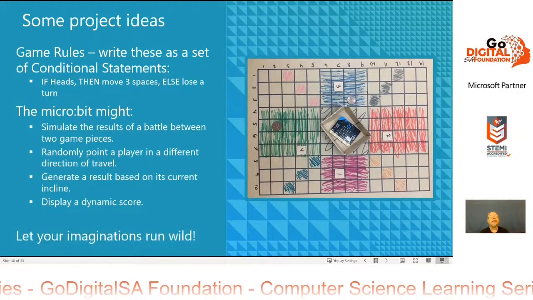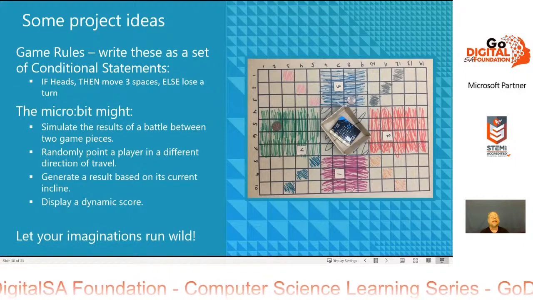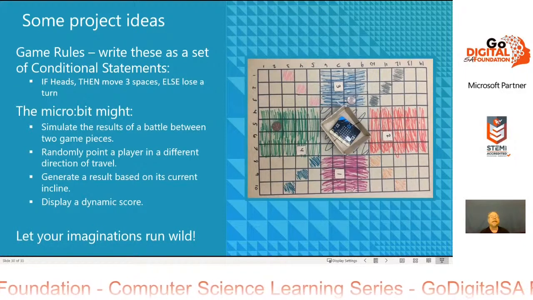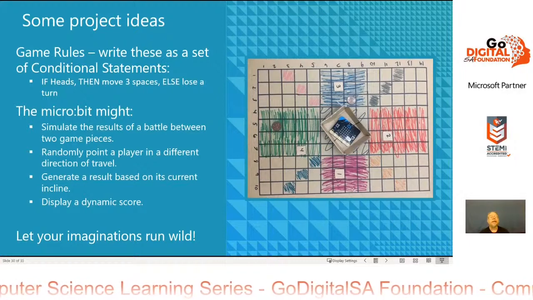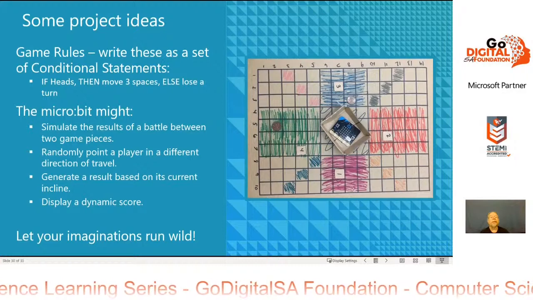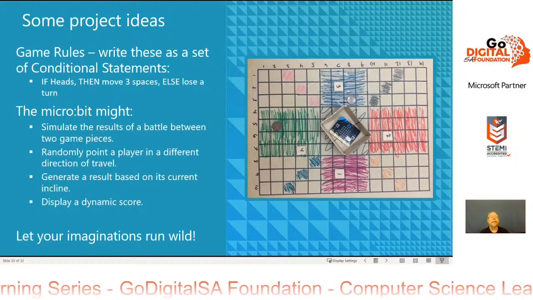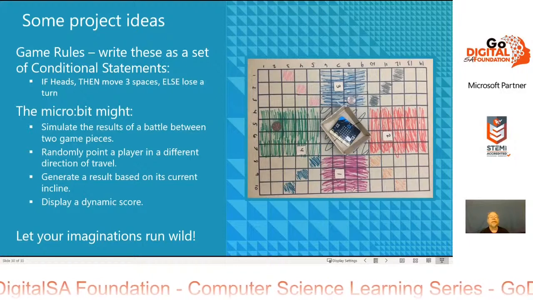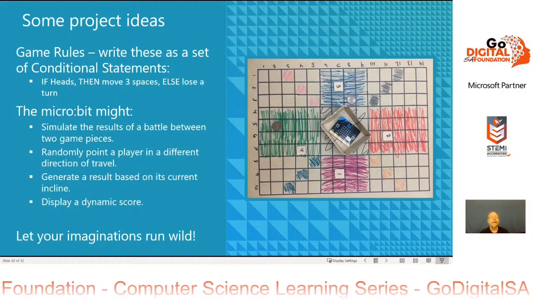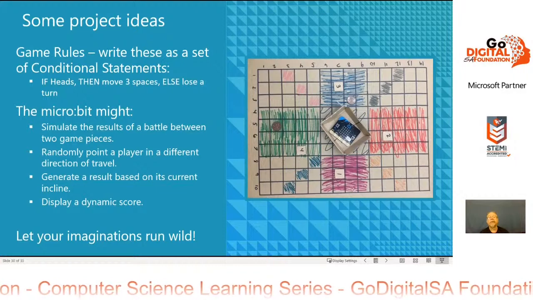So here are some ideas. Game rules, write these as a set of conditional statements. If heads, then move 3 spaces, else lose a turn. The microbit might simulate the result of a battle between 2 game pieces, or randomly point a player in a different direction of travel, or generate a result based on its current incline, or display a dynamic score. So you can do whatever you like.